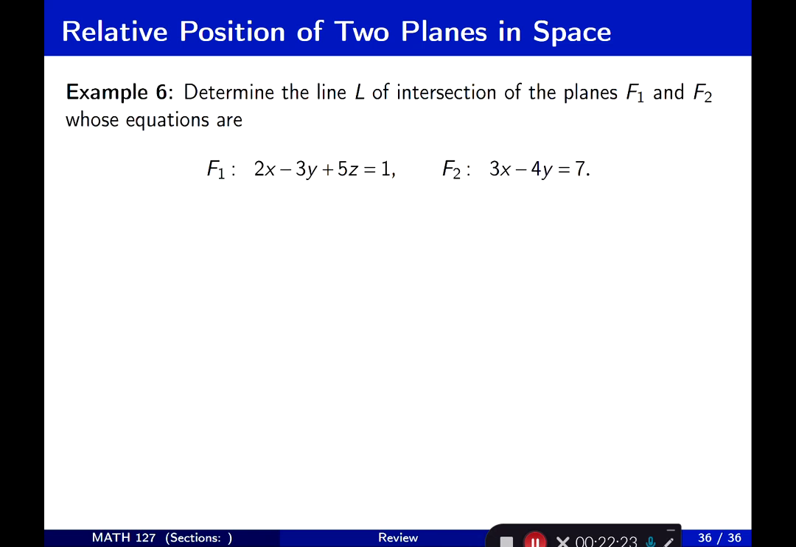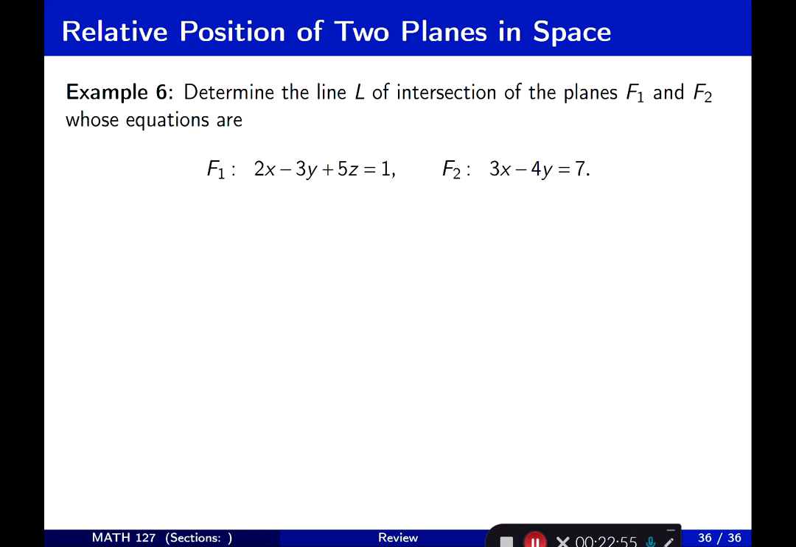So example 6: determine the line L of intersection of the planes F1 and F2, whose equations are F1: 2x minus 3y plus 5z is equal to 1, and F2: 3x minus 4y equal to 7. And so where do we start? I have two planes, and each one of them has a normal vector.